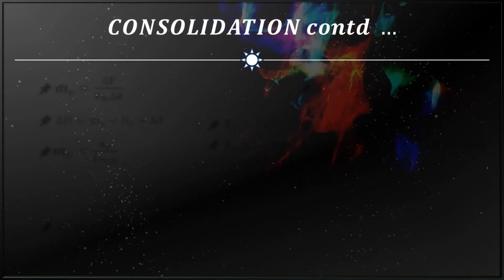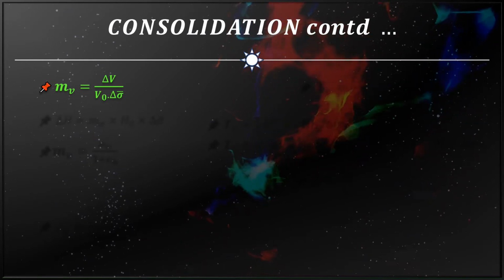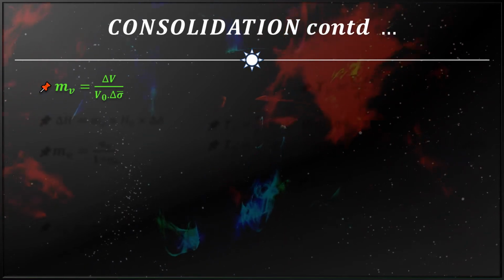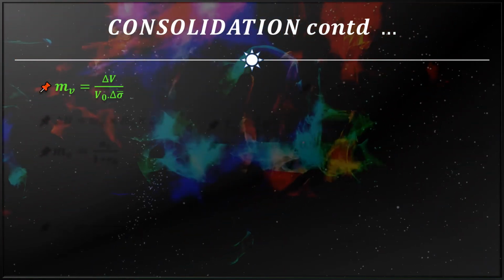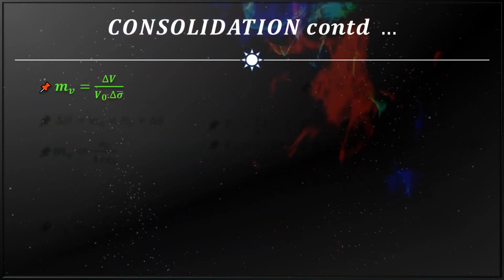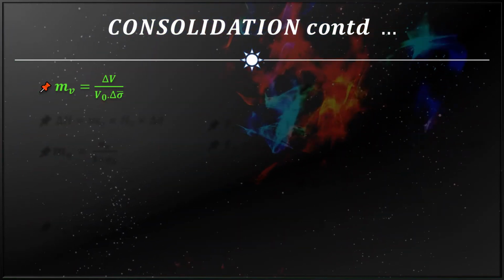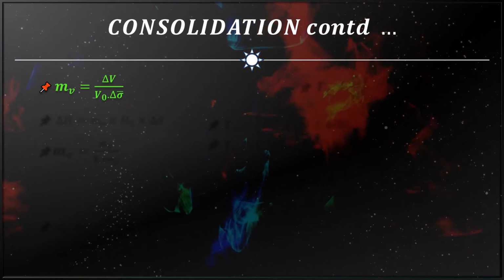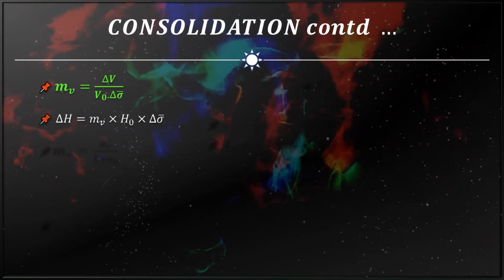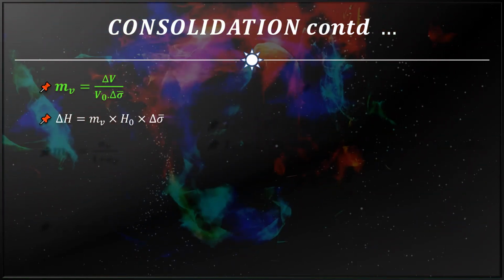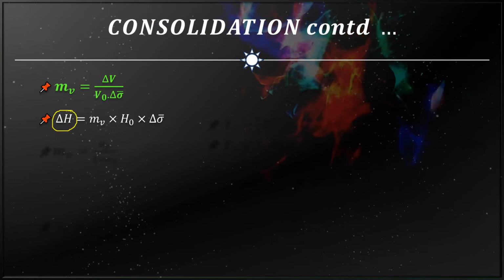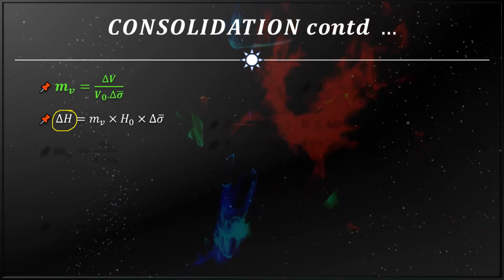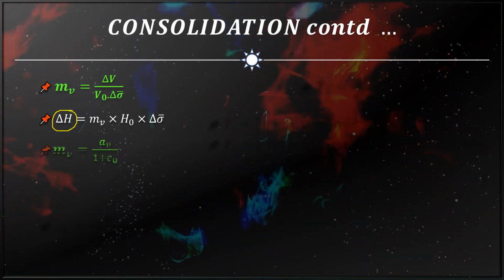Now we shall see more about the one-dimensional theory. mv is equal to del v by v naught into del sigma bar. This is a relation regarding mv. What is mv? Coefficient of volume compressibility. We have already seen av and Cc, and this is a new term, mv. So del v, the change in volume to the original volume, divided by del sigma bar, that is the change in effective stress. And by knowing the mv value, we can determine the settlement, that is del h. Del h is equal to mv into the initial height h naught into the change in effective stress.